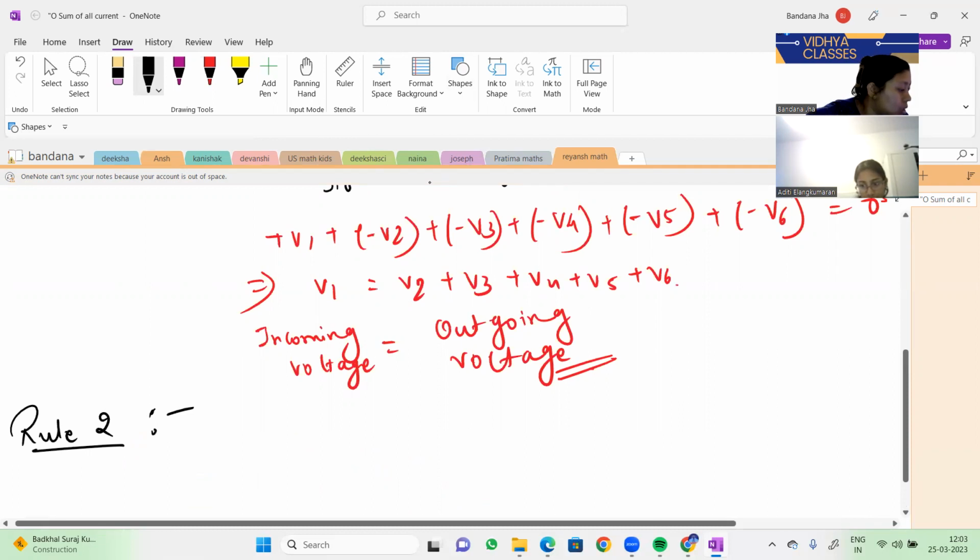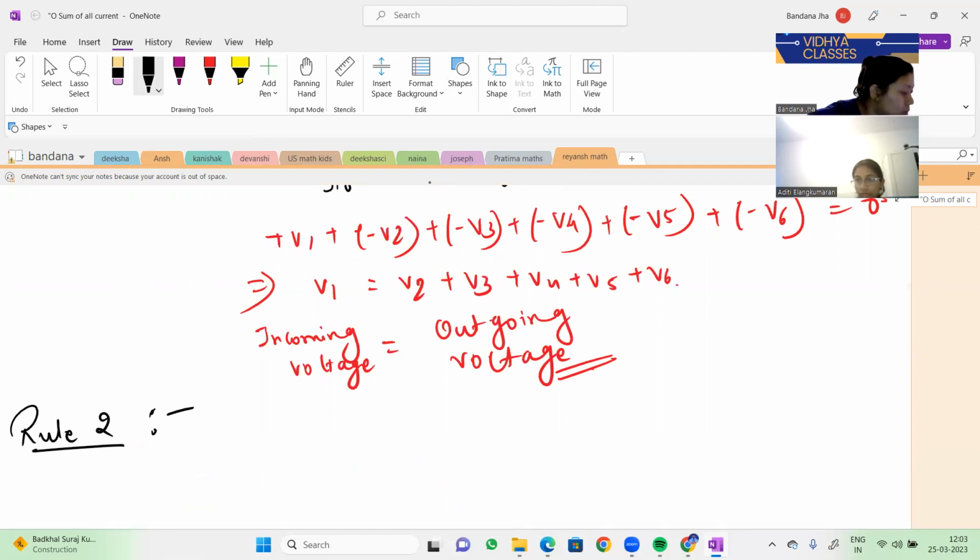In rule number 2, this is also a circuit law. In this circuit loop, there are so many batteries and so many resistors. Previously, in series and parallel, we had one battery and so many resistors, right? But here we have more than one battery connected.